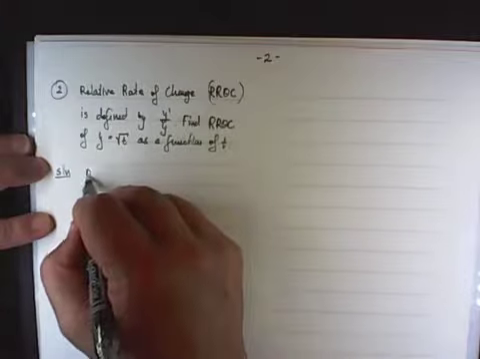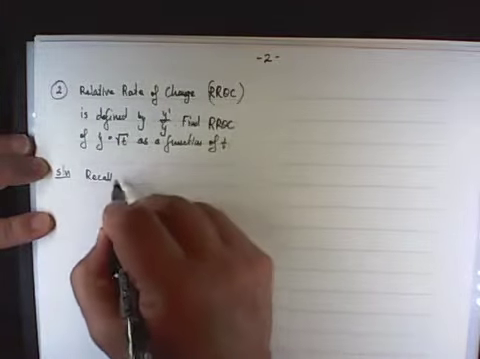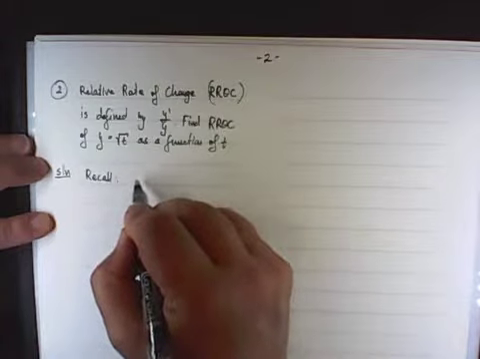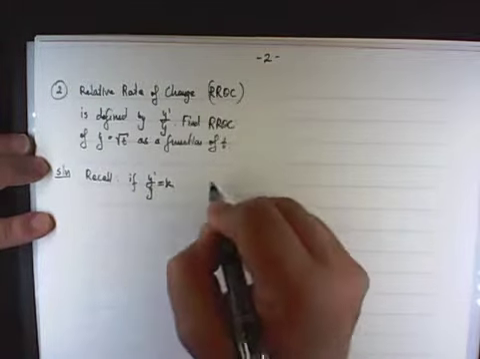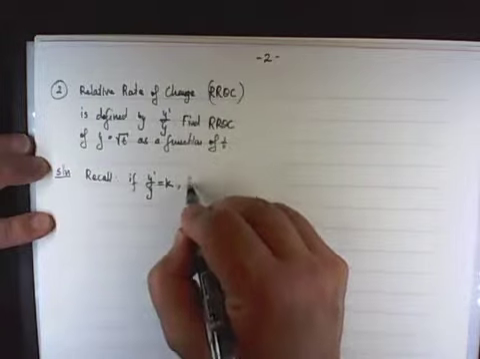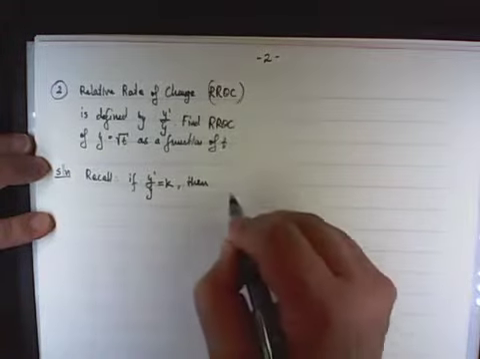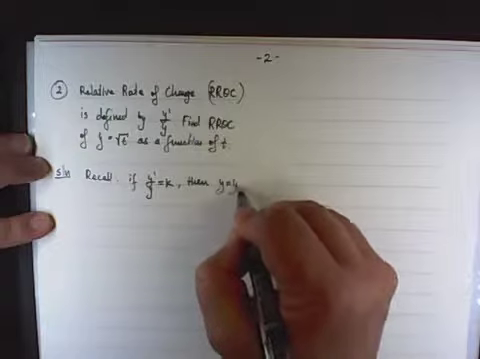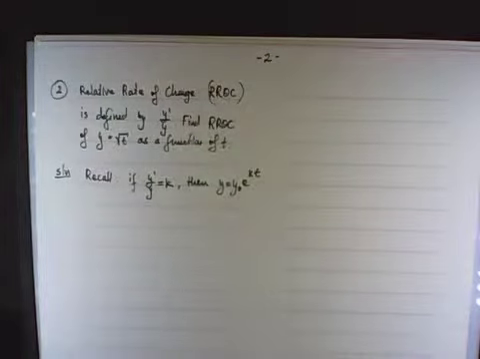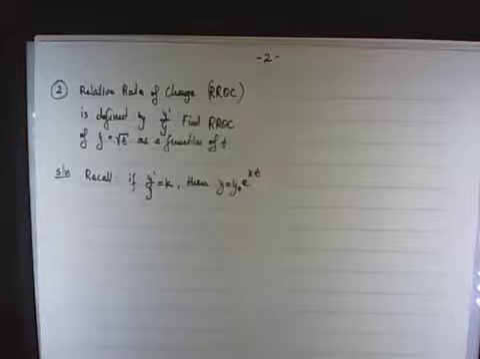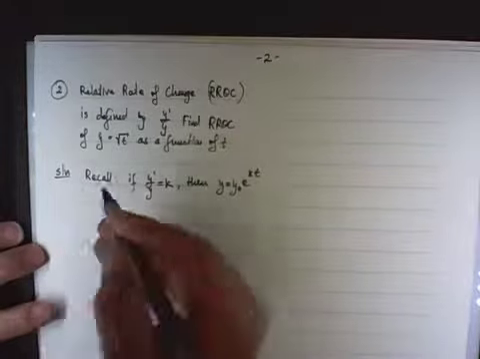Okay, so this is a side note. Recall that if y prime over y equals k, then y equals y sub 0 e to the power of kt. That's the theorem of exponential growth and decay, if we have relative growth or relative decay. All right, but that's a side note.